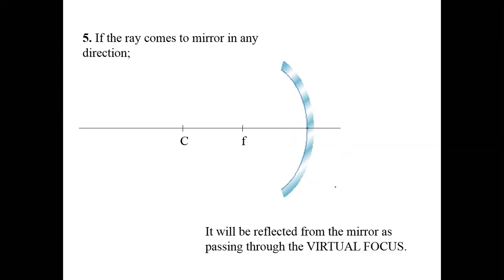The fifth one: if the ray comes to the mirror in any direction, like this, like this, like this, it's going to be reflected from the mirror as if passing through the virtual focus. What is the virtual focus? The virtual focus is behind the mirror. So when you send the ray like this, it is going to be reflected like this. The virtual focus and virtual center are located behind the mirror.